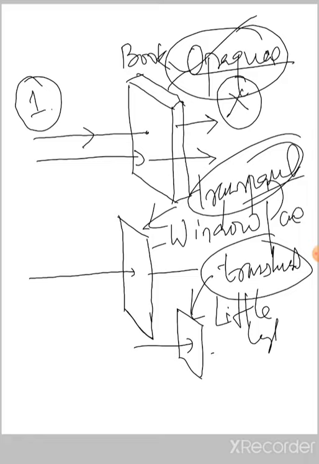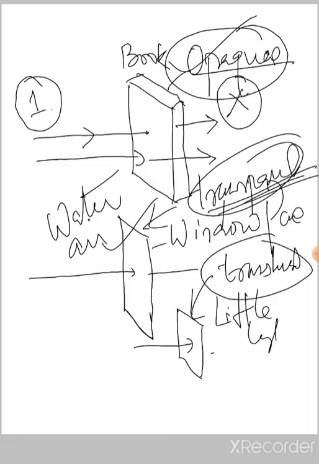Similarly, the substances or materials or objects which allow light to pass through them, like glass, like water, air, are called transparent. Then the third one is translucent. Translucent does not allow the whole light to pass through it, but it allows at least a little bit of light to pass through it. They are called translucent.